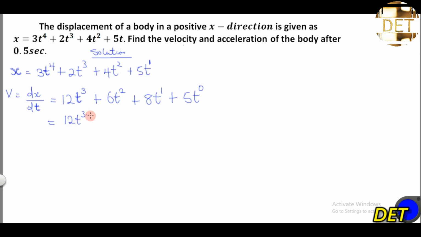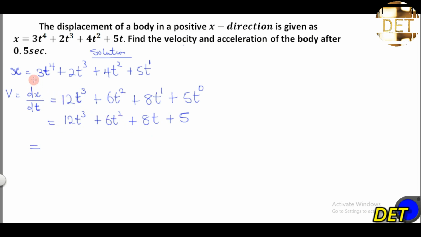So this will be equal to 12t raised to the power of 3 plus 6t raised to the power of 2 plus any t raised to the power of 1 is equal to that number. So this will be 8t plus any t raised to the power of 0 is 1. T raised to the power of 0 is 1. 1 times 5 will give me what? 5, right? So that will be 5.